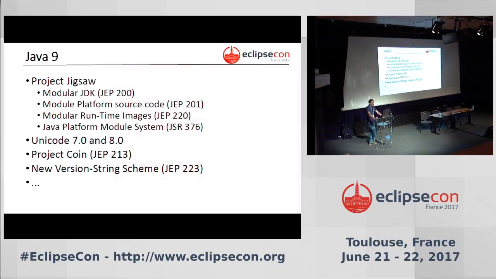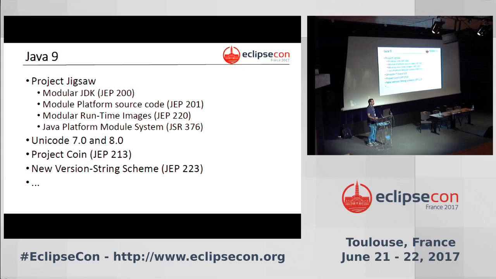Java 9 actually contains Project Jigsaw, which is the most important aspect of Java 9. It comprises the modular JDK, modular platform source code, and it also has support for Unicode 7 and 8. There are a bunch of little things combined into Project Coin, which JEP 213 is about, and then there's the new version string scheme, which JEP 223 talks about.